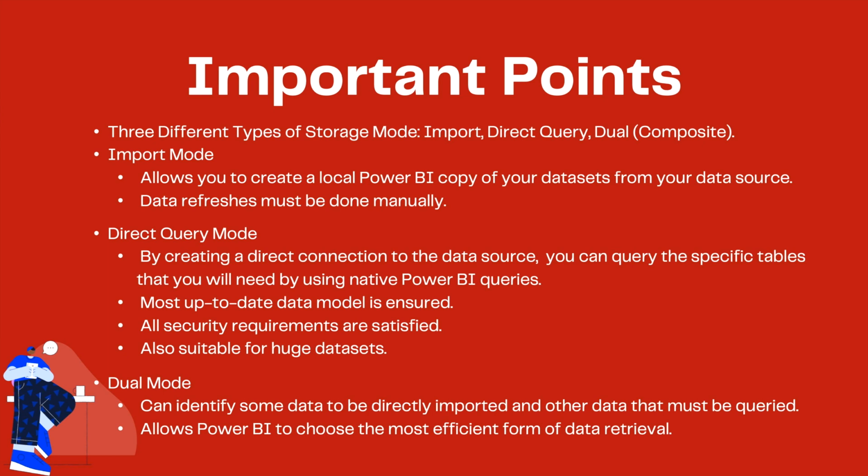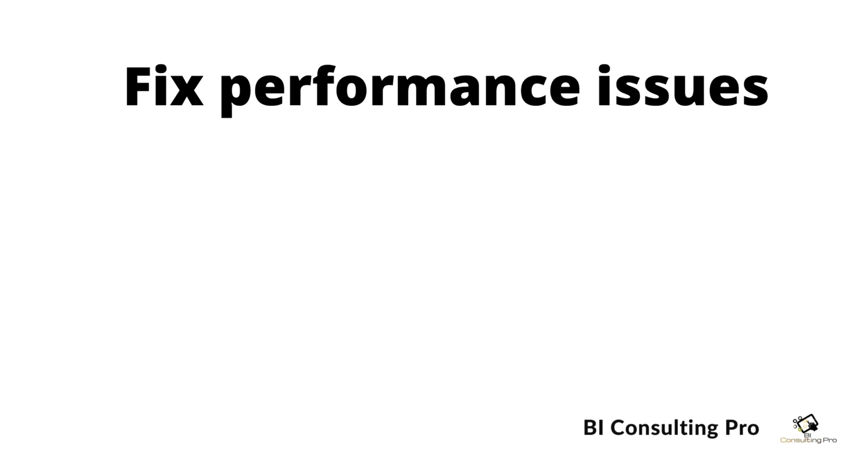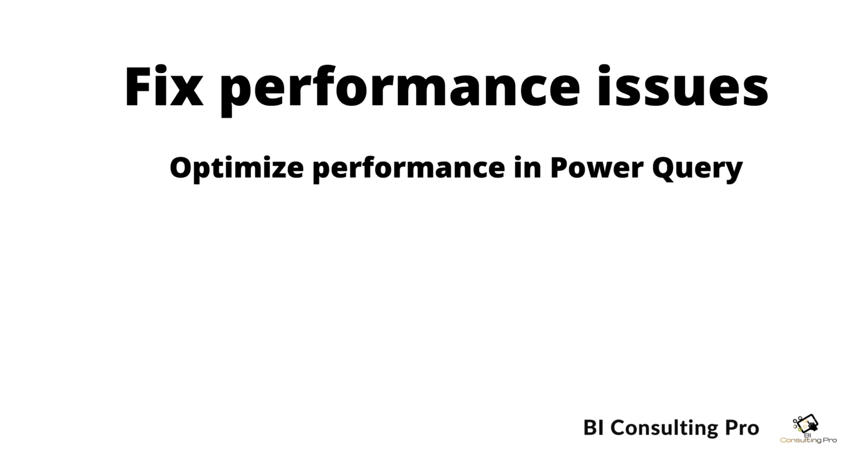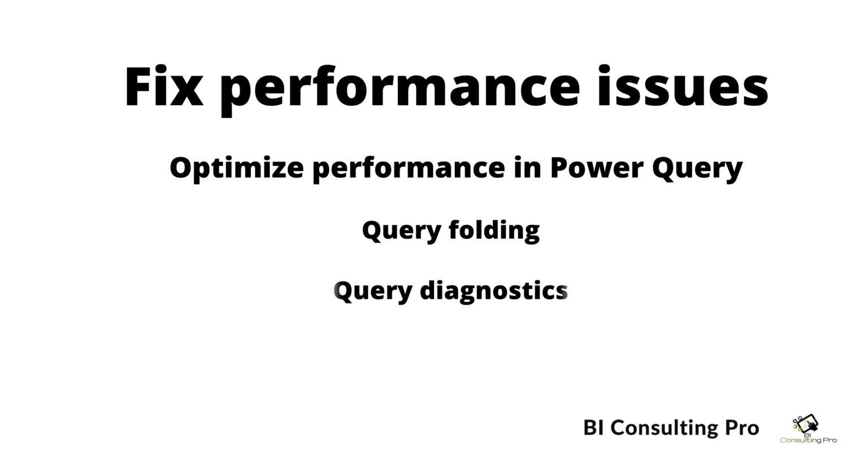Now we are going to discuss some of the performance issues and how you can fix them. If you want to fix a performance issue, first of all, you have to optimize performance in your Power Query. How can you optimize? You can remove the unnecessary columns, and you can optimize your DAX queries. There are so many other ways. Secondly, you should also concentrate on query folding. In query folding, you can go into the settings and edit your SQL script. Next is the query diagnostic. There is already a separate episode for this one, where you would get to know what query diagnostic is and how it can help you to improve the performance.